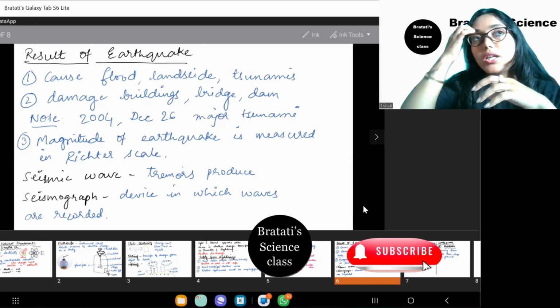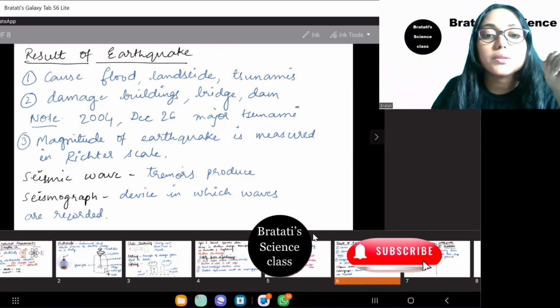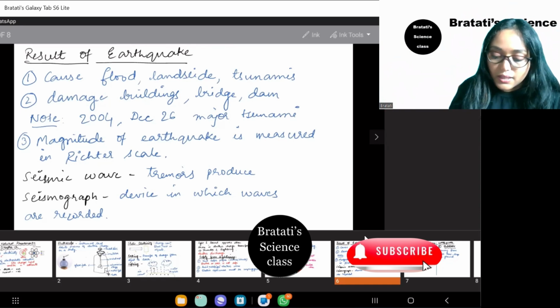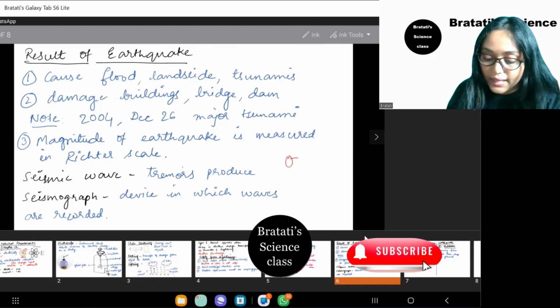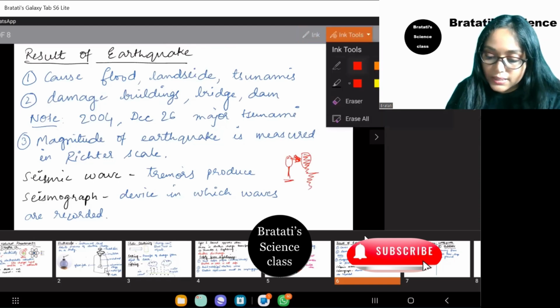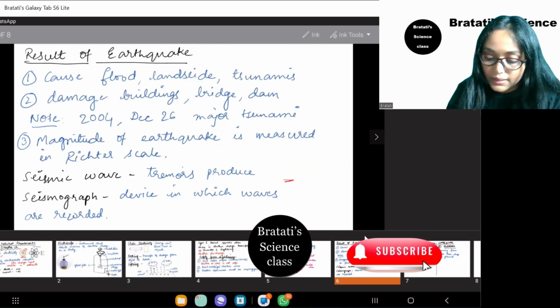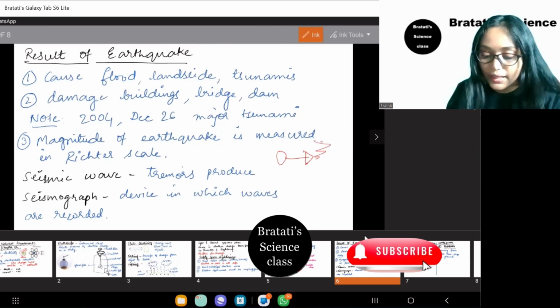The tremors, actually, I'll show you the picture. So basically what happens, there is a device that has a needle with it, and there is a roll of paper. As the earthquake moves, the needle moves, and it creates this kind of magnitude record. This is actually the seismic wave. The wave produced by this, we call the seismic wave. This needle will create the wave.